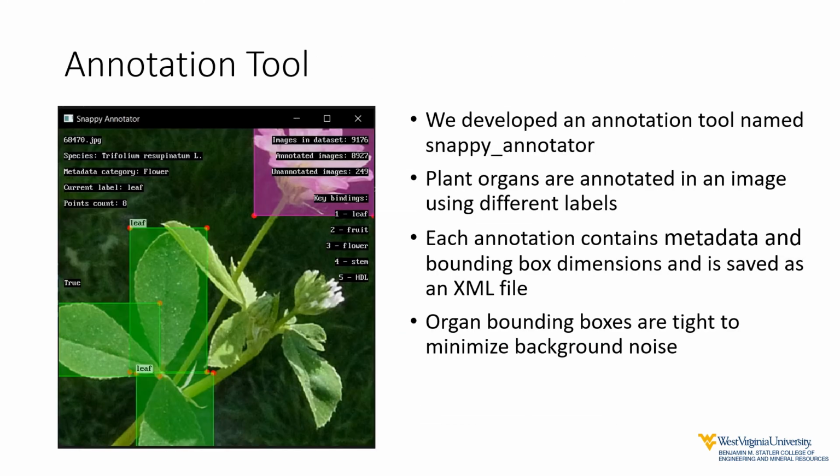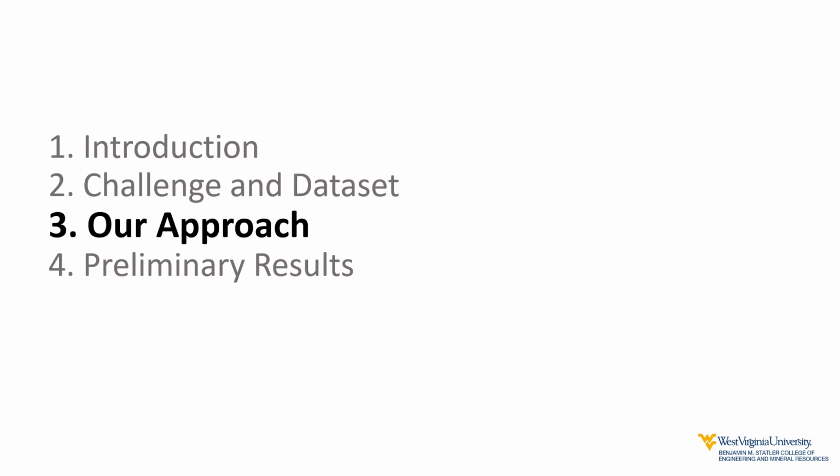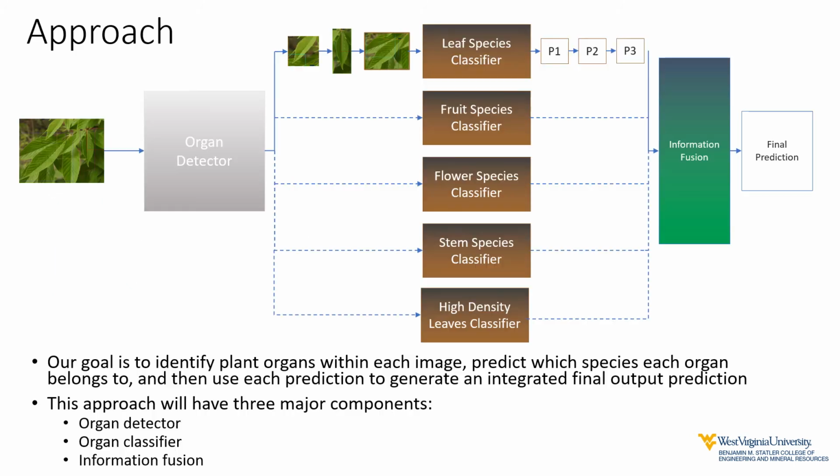We talked about annotations in previous slides. For that task, we used a tool called Snappy Annotator, which was developed in our lab. That's how it worked. We label the organs, and we export those to an XML file and use those to derive the information from it. Our approach is very simple and straightforward.